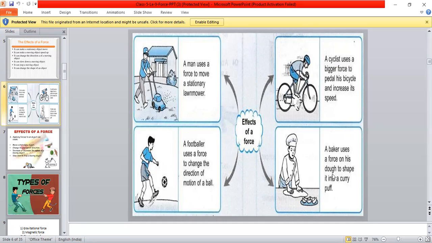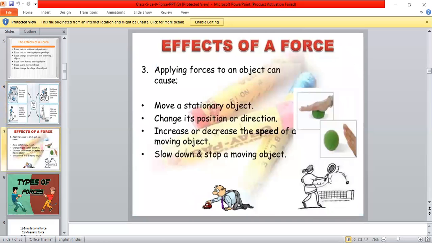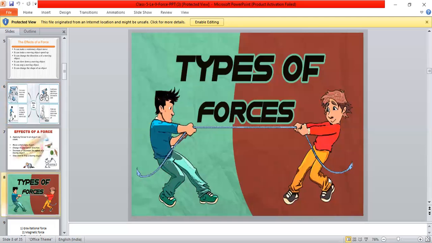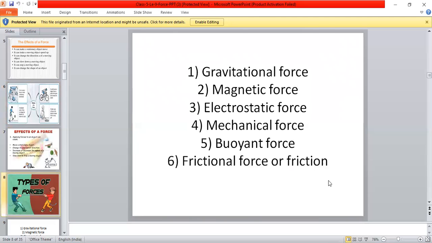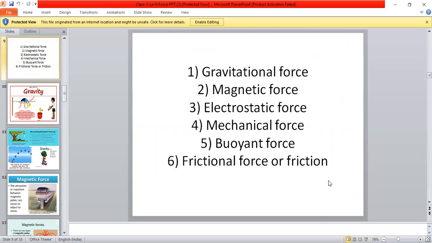Now let us see what are the different types of force. In this chapter, we are going to learn about gravitational force, magnetic force, electrostatic force, mechanical force, buoyant force, and frictional force. Now let us see what is the gravitational force.